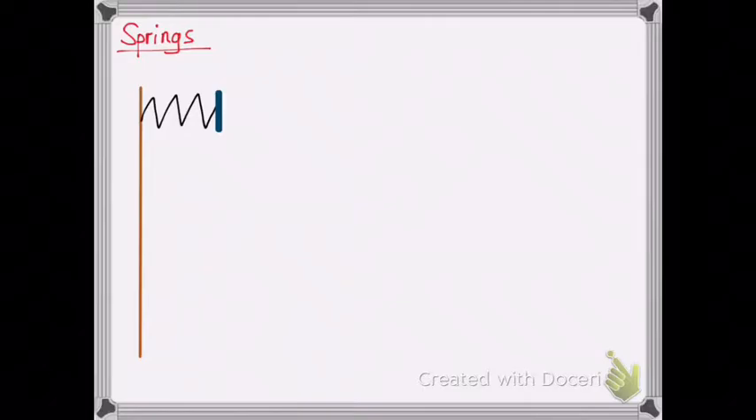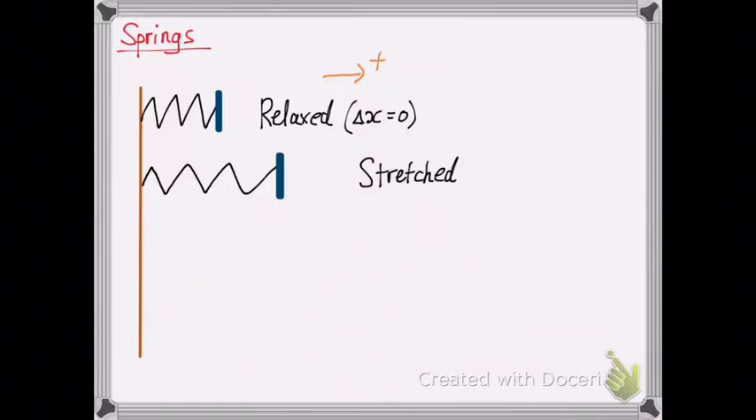Okay, so let's begin with a spring, and we'll say that this is its relaxed state, or when the change in length, delta x, is equal to 0. And we'll also denote that the right direction is positive in all of our scenarios here. Okay, so let's stretch the spring. And when we stretch it, we're stretching it to the right. So we have a displacement going to the right, a change in length of delta x, which is positive.